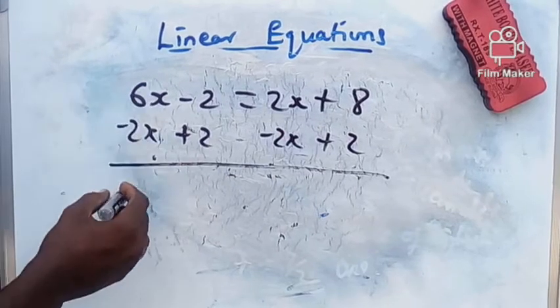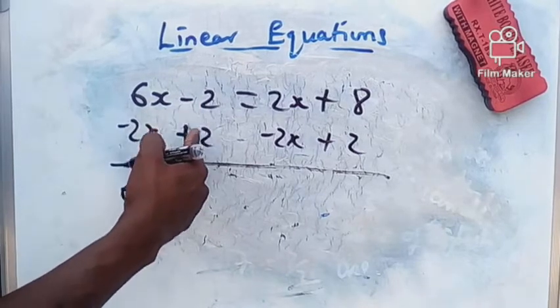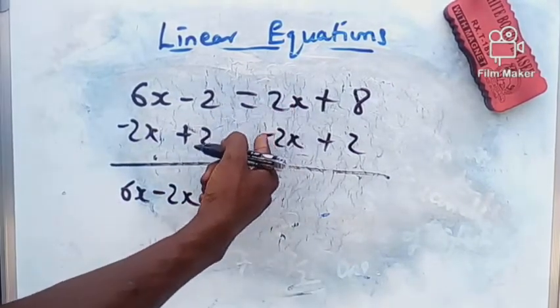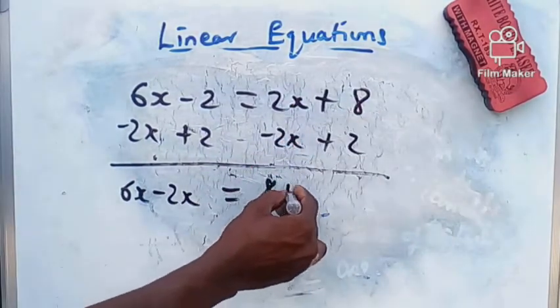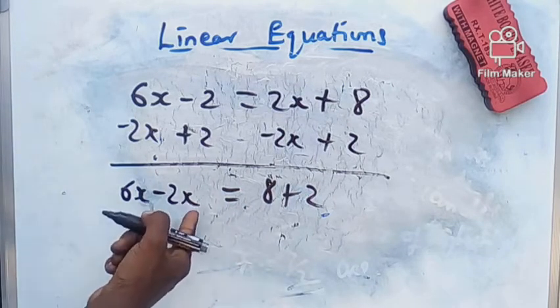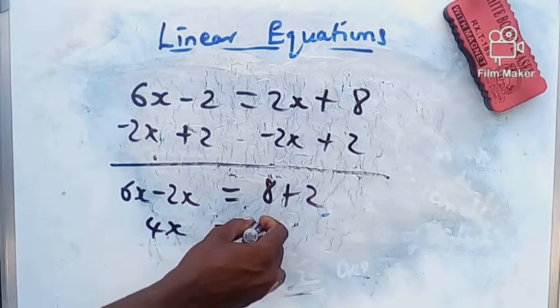I'll have 6x minus 2x. Then minus 2 plus 2 is 0. So I'll bring down the equality sign. 2x minus 2x is what? 0. Then I'll have 8 plus 2. As simple as that. So you will now do what? Evaluate. 6x minus 2x, you have what? 4x. And that is equal to 8 plus 2, which is 10.